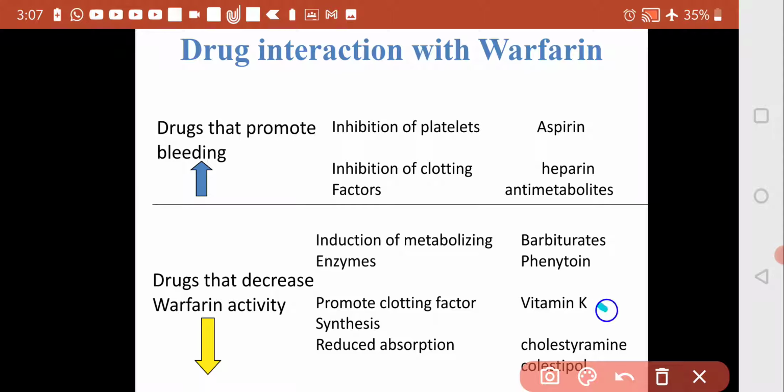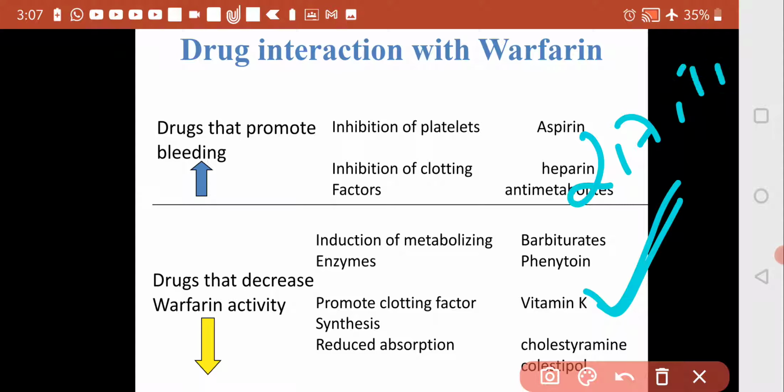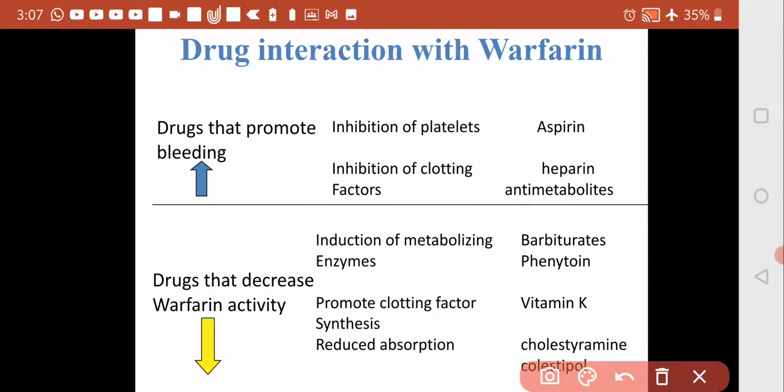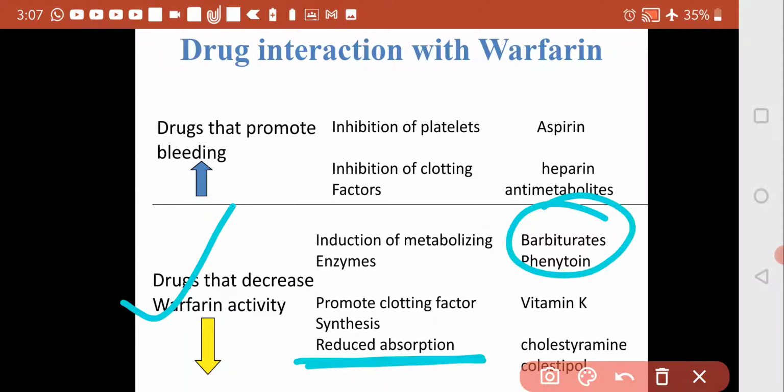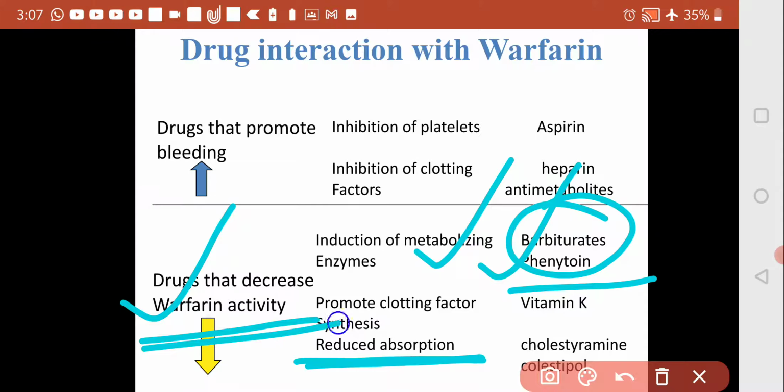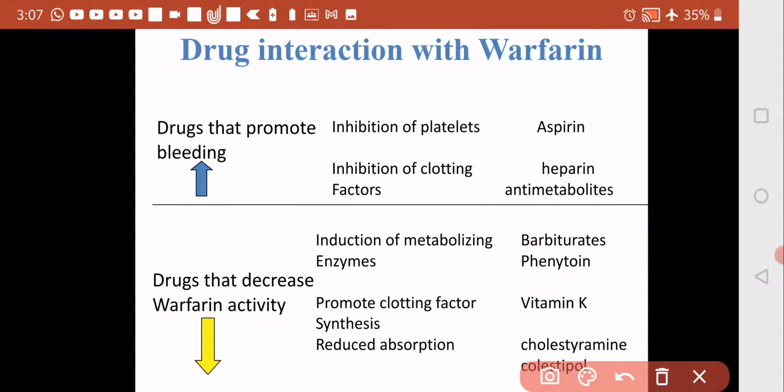Let's see the drugs that decrease warfarin activity. If we give vitamin K, then factors 2, 7, 9, and 10 are synthesized, so there is less bleeding. Some other drugs, like cholestyramine, reduce the absorption of warfarin, so there is a decrease in toxicity or action. Again, phenytoin and barbiturates induce metabolism, and if metabolism is induced, it decreases the action of warfarin.